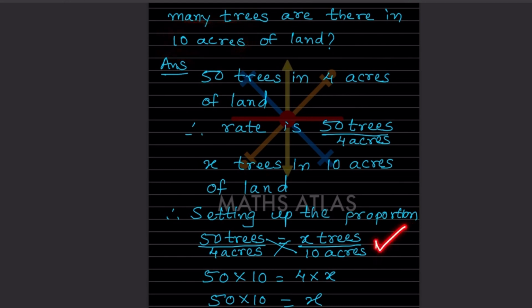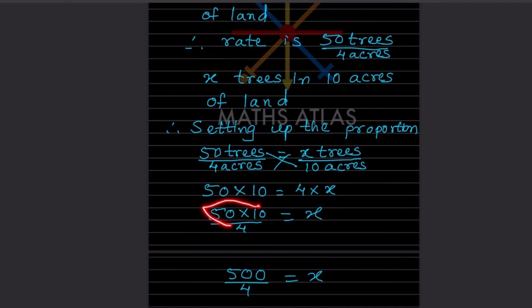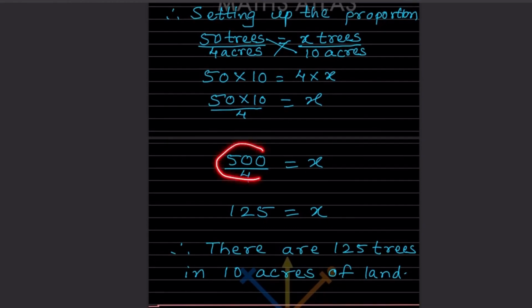If this equation is clear to you, you can just cross multiply. So now forget about the acres and acres, trees and trees. Just look at the numbers. Across, I put 50 into 10, and here 4 into x, that is 4x. So 50 into 10 divided by 4 is x. 50 tens is 500 and this is 4. This is x. So when you divide 500 by 4, you are going to get 125 as x.